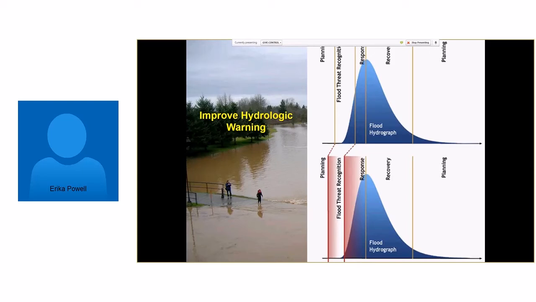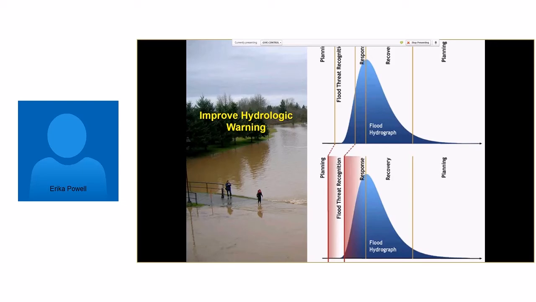Here's another look at that same process, only superimposed on a flood hydrograph. Kind of in a condensed version, you've got planning before the flood occurs. You have to identify the threat, respond to that threat, recover after the event, and then go through the planning process again.